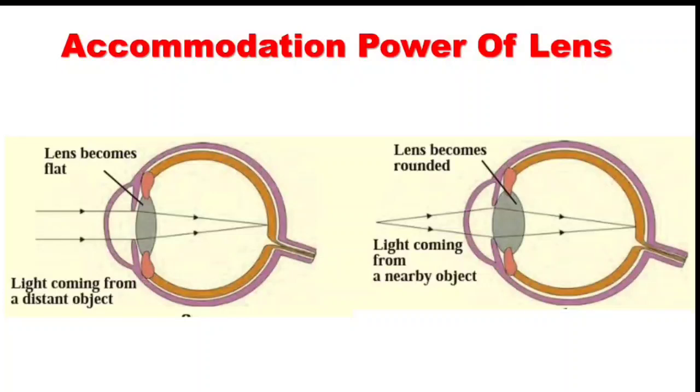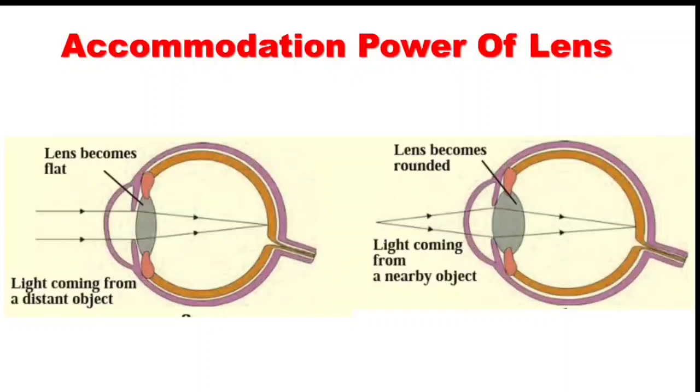This way we can see objects clearly irrespective of their distance. The capacity of the lens to change its focal length as per need is called its power of accommodation. You observe both pictures, that one picture shows light coming from a distant object and the right hand side picture shows light coming from a nearby object. Okay, although the elastic lens can change its focal length to increase or decrease it, it cannot do so beyond a limit.